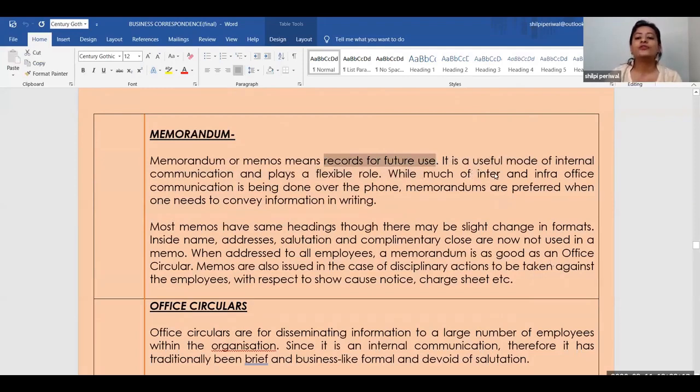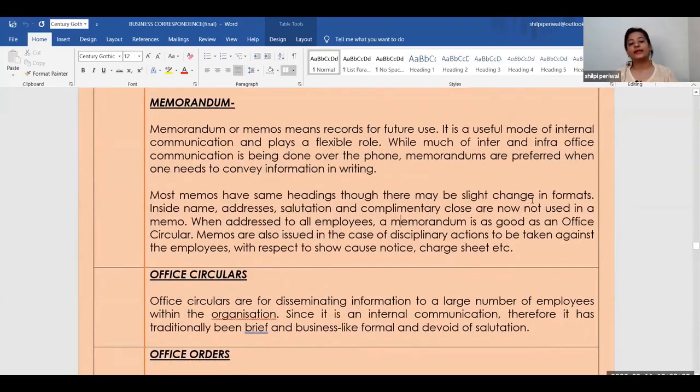Inter and intra office communication is often done over the phone. Memorandums are preferred when one needs to convey information in writing. Memos have the same headings. There may be a slight change in formats inside name, address, salutation, etc. When addressed to all employees, it is as good as an office circular. Memos are also issued in case of disciplinary actions to be taken against employees with respect to show cause notice, charge sheet, etc. Okay.